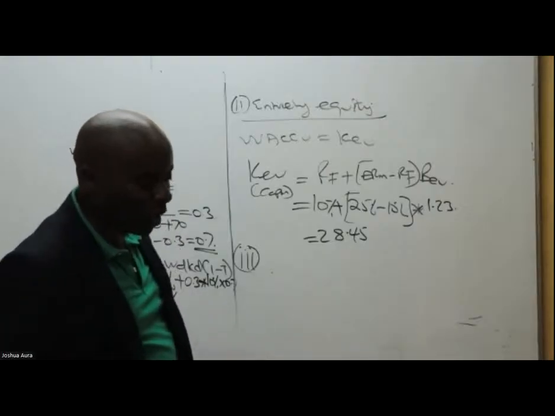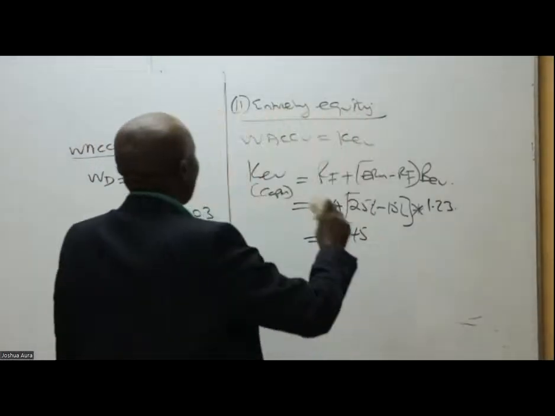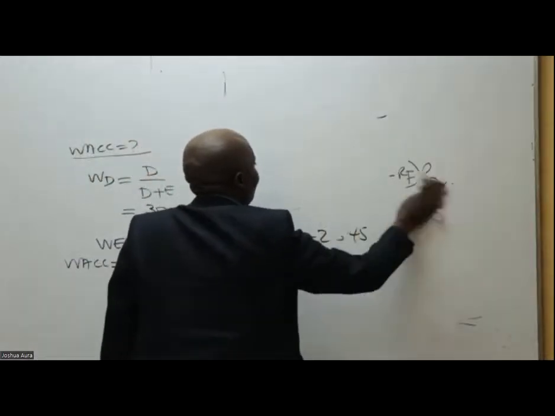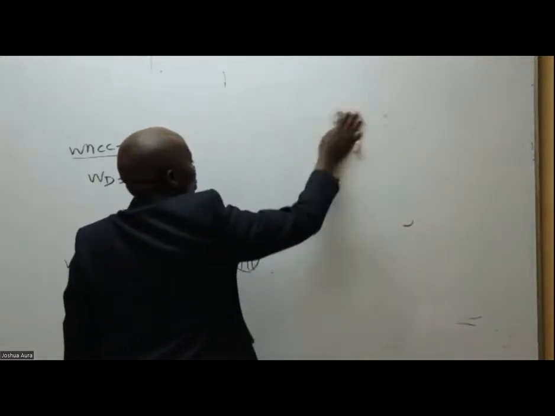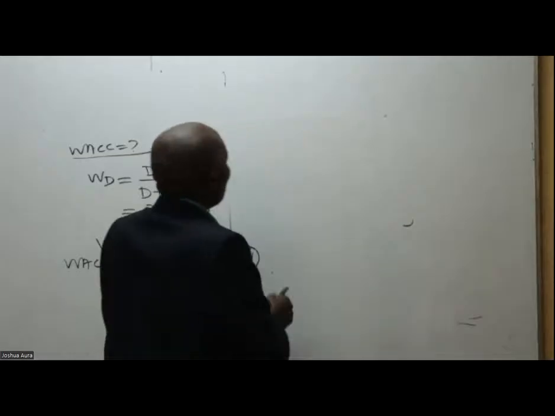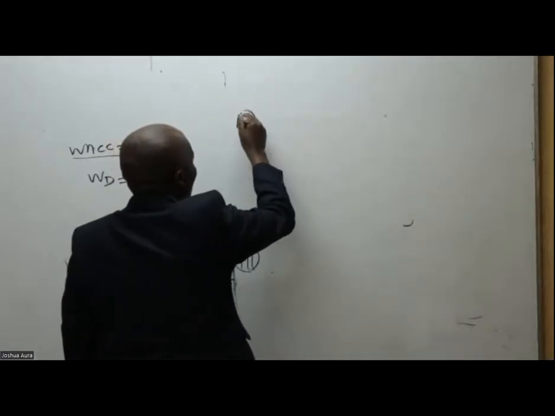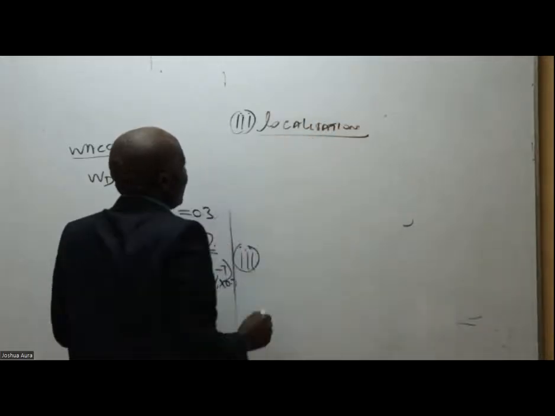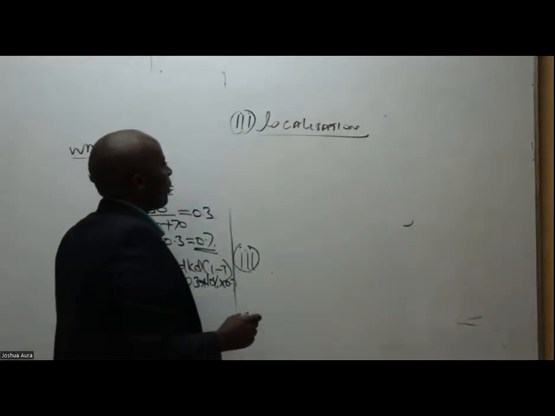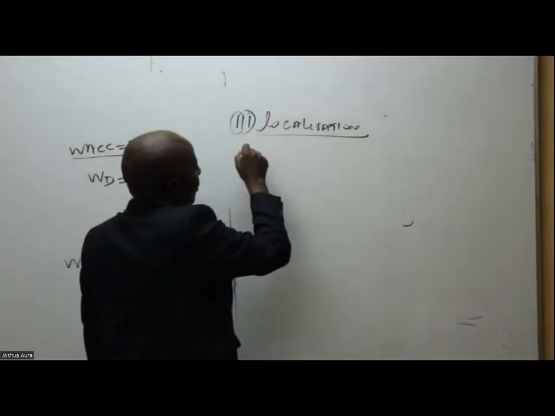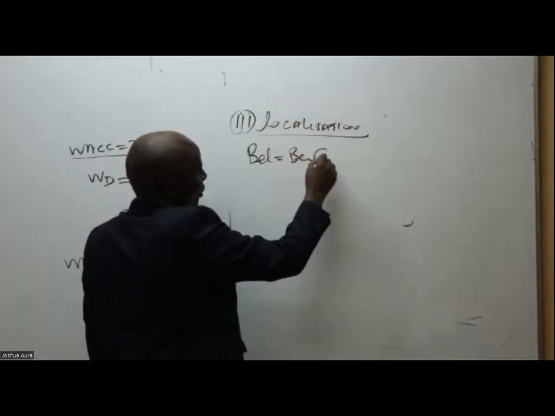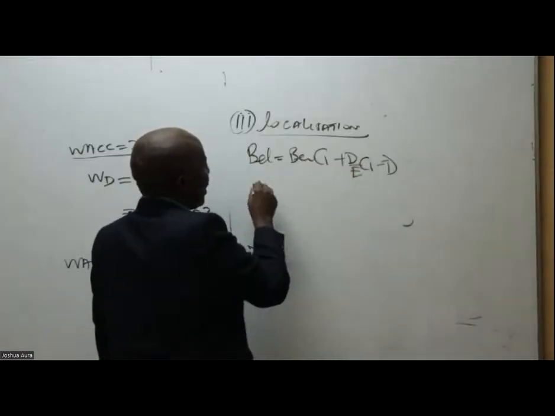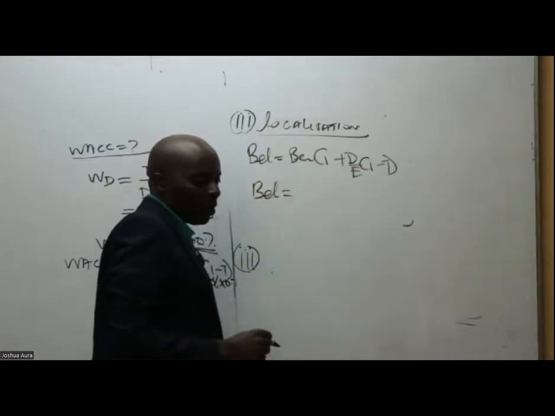So first of all, it's localization. We are doing the localization for Roman number 3. All right, so we have our bell, which will be our bill into 1 plus debt over equity into 1 minus tax, like that. So then we have our bell, which will be equal to our bill.